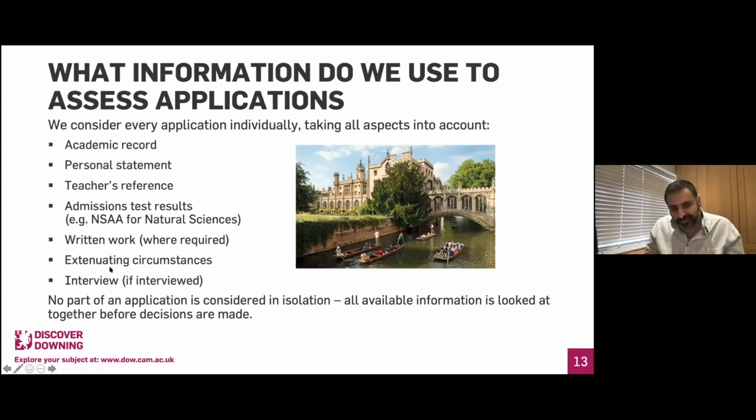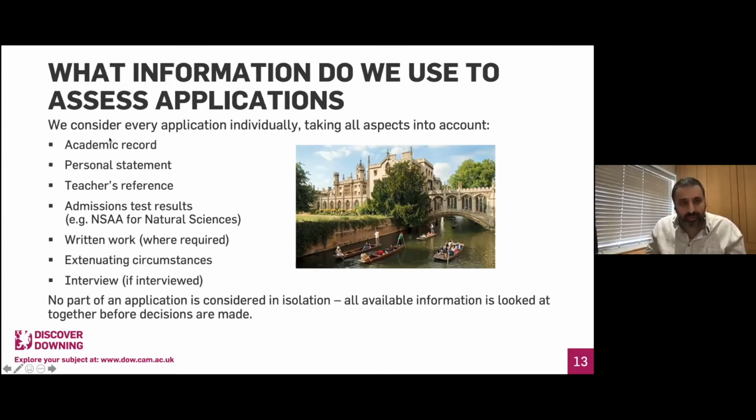One other thing I forgot to mention is that with the additional questionnaire, there's an opportunity to talk about any extenuating circumstances. And this is really an opportunity for you to tell us about any kind of circumstances which have had an adverse effect on your academic work so far. So if there's been a family bereavement, or if there's been any medical conditions which have had an impact on your studies, we want to know about that. And there is an opportunity for you to tell us about that in that additional questionnaire. And as part of your application, we will be considering that as well.